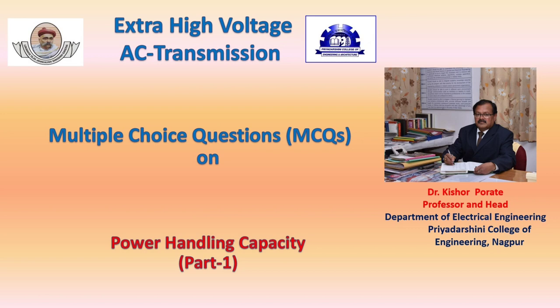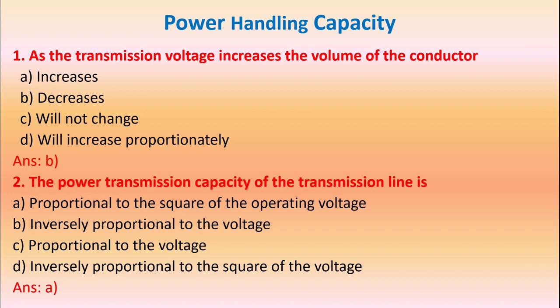This video based on multiple choice questions on extra high voltage AC transmission specifically deals with power handling capacity of transmission line. Question 1. As the transmission voltage increases, the volume of the conductor, option A, increases, B, decreases, C, will not change, D, will increase proportionately.